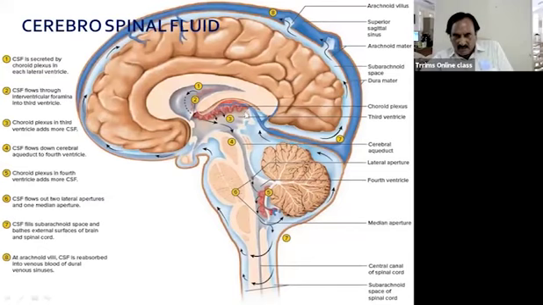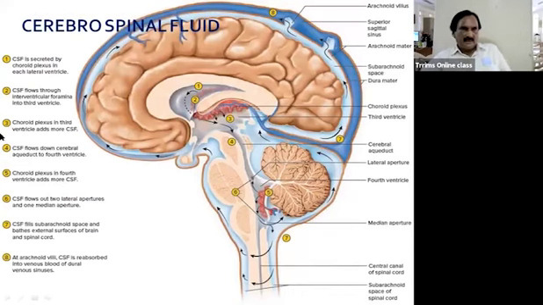So you have the lateral ventricle, and then the third ventricle and the fourth ventricle, and then it passes down and circulates, and ultimately passes through the different areas of the coverings, and then goes to the arachnoid villi, and then into the superior sagittal sinus.